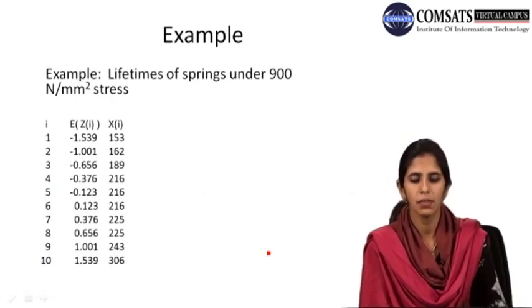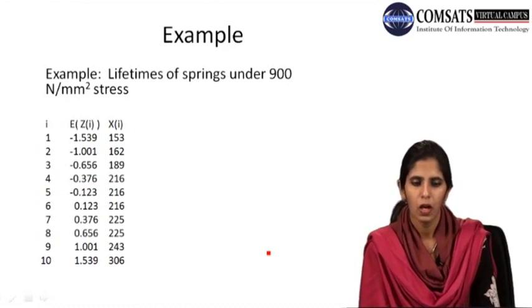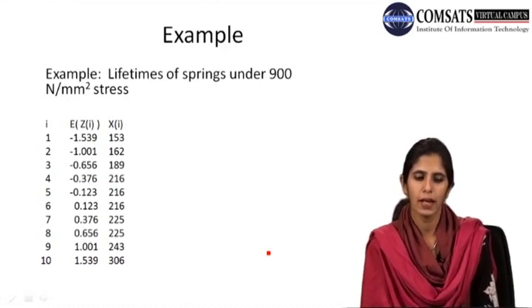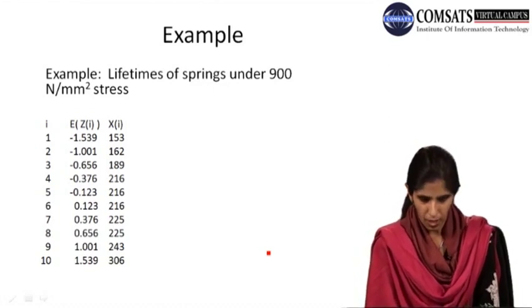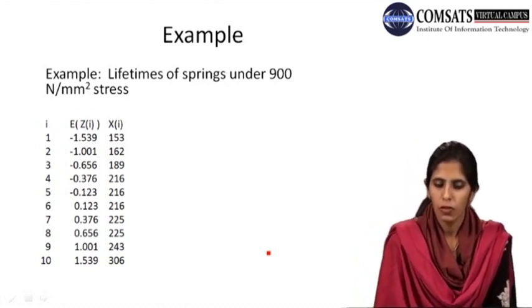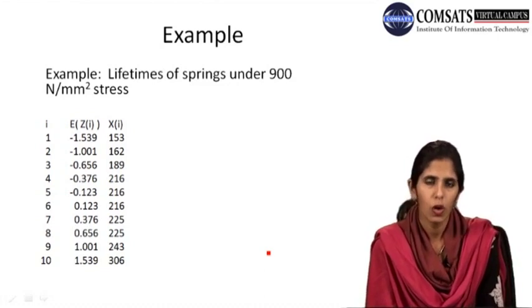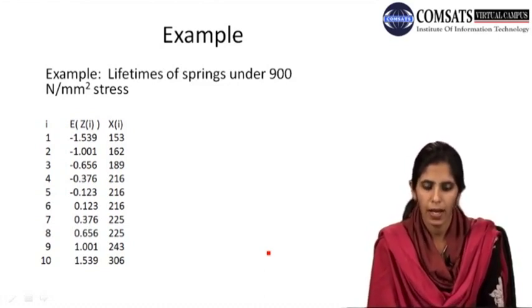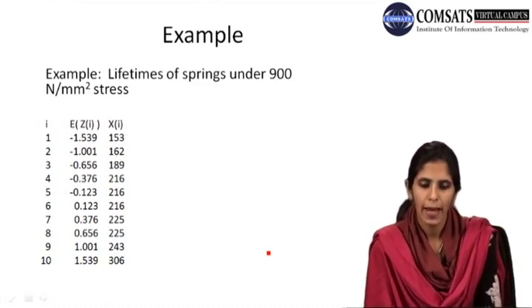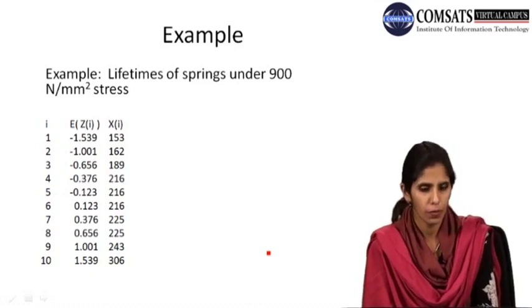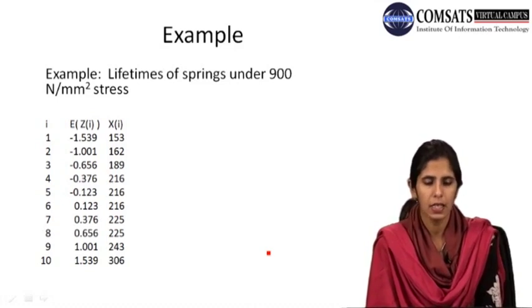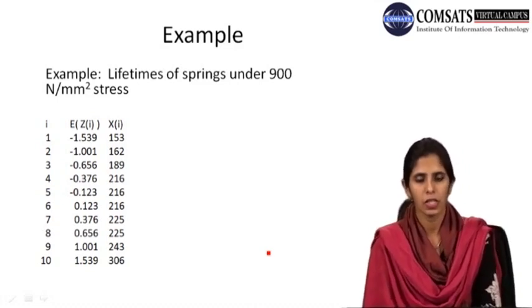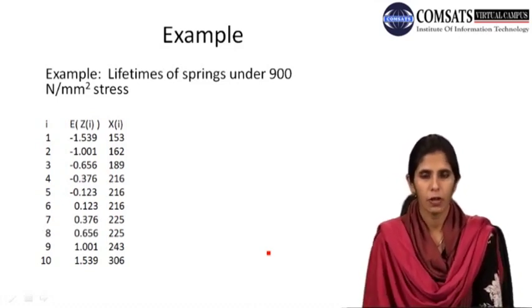Now here let us consider another example of lifetimes of springs under 900 N/mm² stress. Here the values exist in the form of two columns, where i is the number of observations, x is the original outcome, and expected zi is the expected value which we have taken from the level of stress.